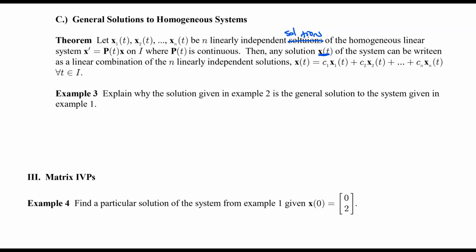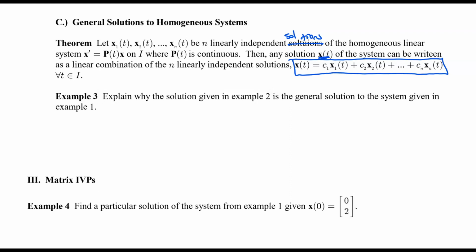So we know that if each column vector is a solution on its own, then the linear combination is also a solution. On top of that, if we know that those individual solutions are linearly independent, then the linear combination is the general solution. That means I am not missing any information. I can't add any function to add further information to that system. So in example 3, explain why the solution given in example 2 is the general solution given in example 1.